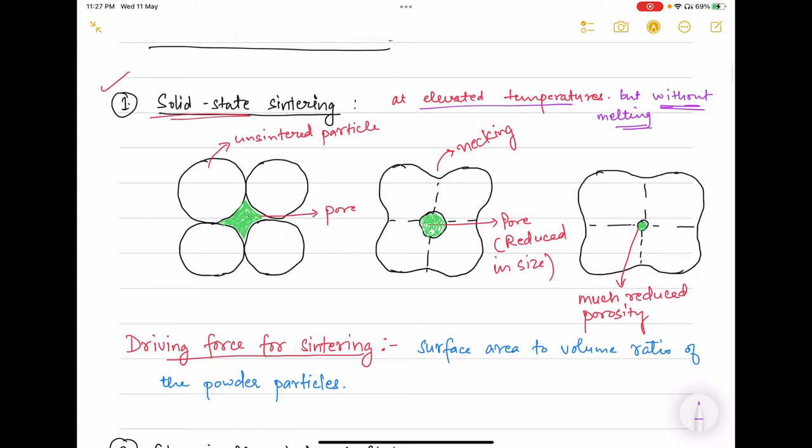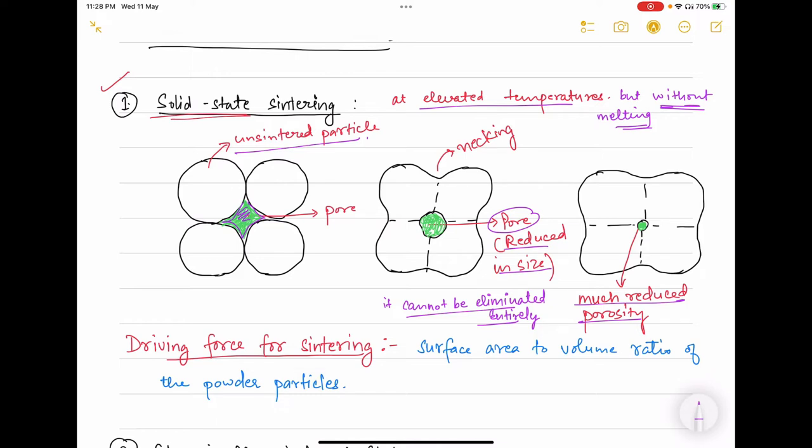Okay, so suppose here these spherical balls are your unsintered particles. Naturally when they are in contact, there will be a pore in between them. Now, as these particles start to fuse together by diffusion, a neck forms, and as a result the pore size reduces. When this material has consolidated fully, we have much reduced porosity, although it cannot be eliminated entirely.